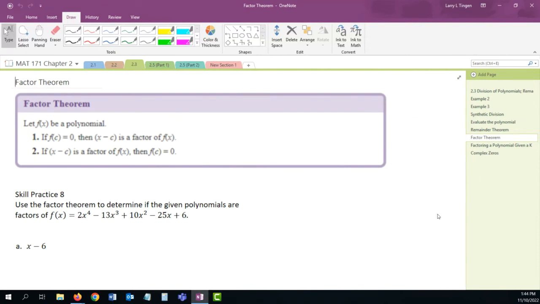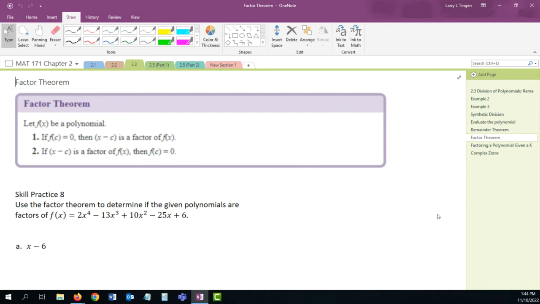The factor theorem says that if f of x is a polynomial and f at c is 0, then x minus c is a factor of f of x. And the other direction works as well. If you know x minus c is a factor of f of x, then you know that taking that c and plugging it in to f of x is going to give you a 0.